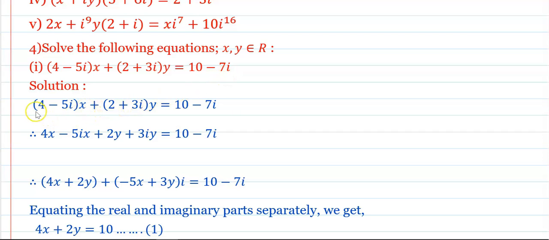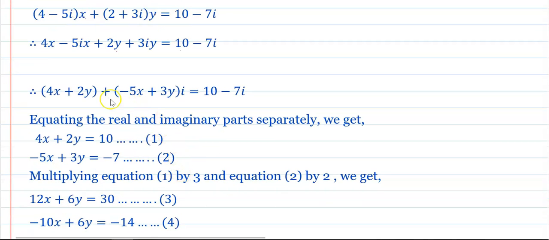x into 4 you will get 4x. x into minus 5i you will get minus 5ix. y into 2 you will get 2y. y into 3i means what? You will get 3iy is equal to 10 minus 7i. Okay. Collect the real part, that is (4x plus 2y) plus (minus 5x plus 3y) into i, that is equal to 10 minus 7i.